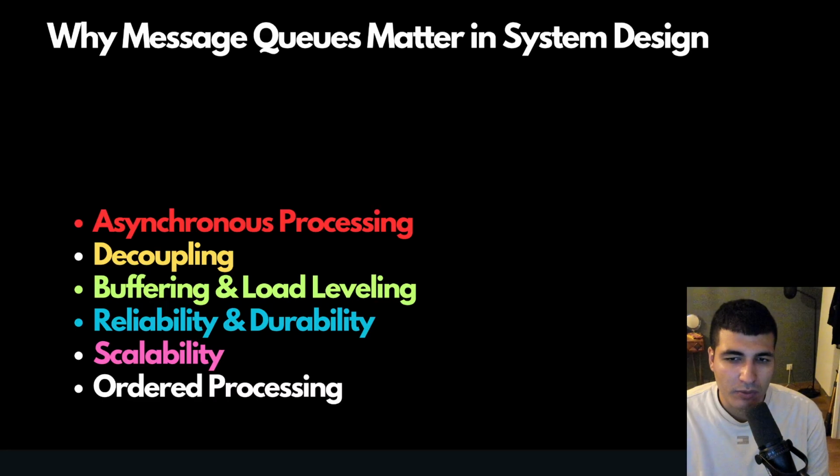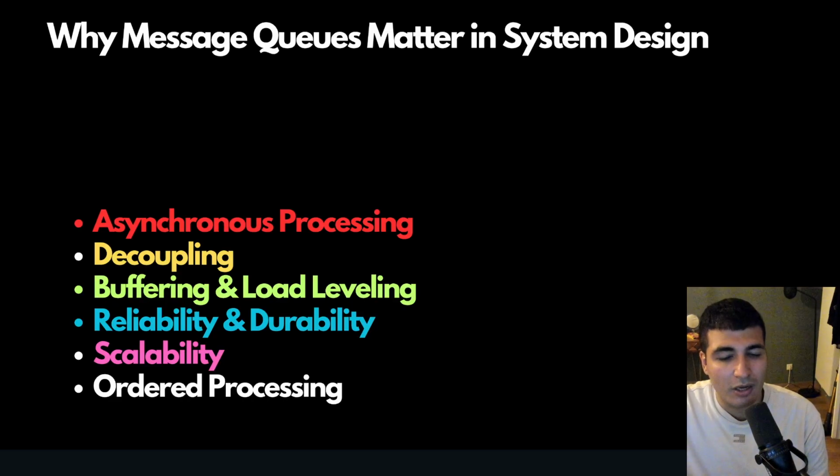Number two, decoupling. Producers and consumers are completely independent. They don't need to know about each other's availability or internal logic. This makes the system much easier to develop, deploy, and maintain. Number three, buffering and load leveling. Queues act as a buffer for incoming requests. During workload spikes, messages are buffered in the queue and consumers process them at their own steady pace. This prevents back-end services from being overwhelmed and crashing.